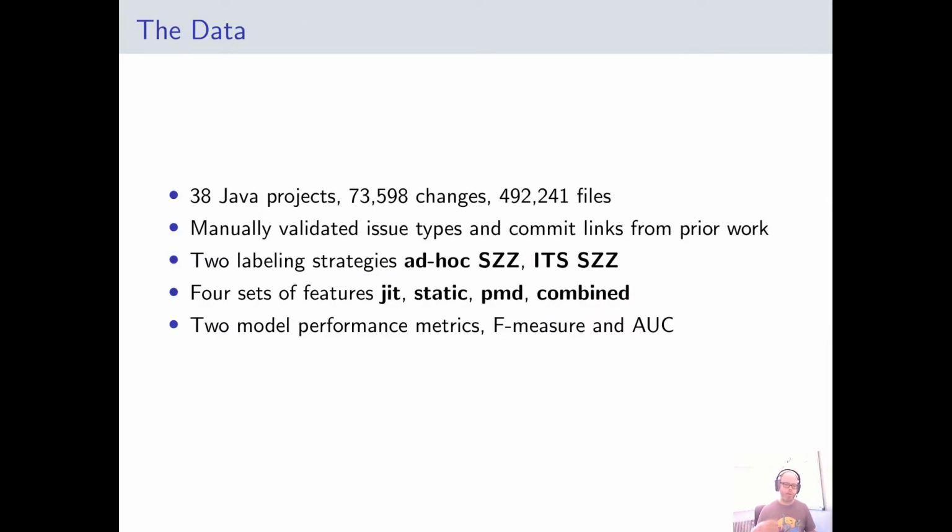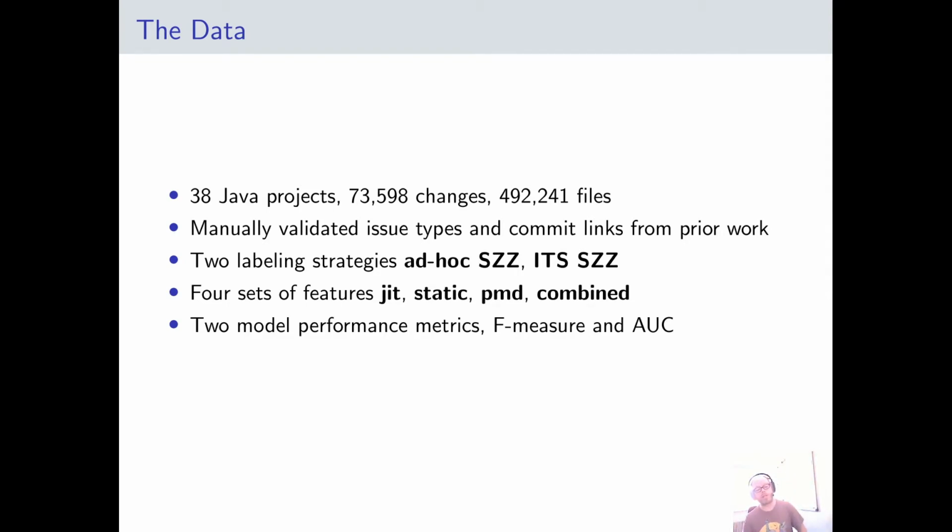Before we come to the research questions, a quick overview of our data. We have 38 Java projects with all changes and all files. Due to previous work we did, we have some manually validated data in this data set. For example, the issue types are manually validated. We are implementing the two labeling strategies from the literature, the keyword-based ad hoc SZZ approach and the issue type approach, which requires a valid link to the issue tracking system. We are inspecting 4 sets of features: the just-in-time based features, static source code metrics, PMD static analysis warnings, and also all of them combined.